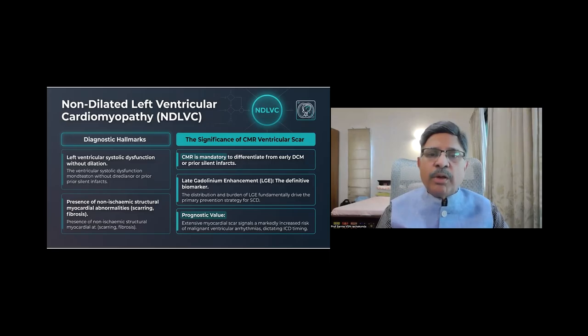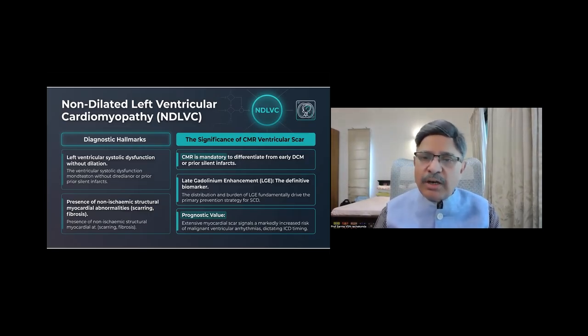What do you have to do? Cardiac MRI. CMR is mandatory because that is the only modality which picks up the NDLVC and the scarring and fibrosis. This is to differentiate early DCM or prior salient infarcts. Late gadolinium enhancement is a definitive biomarker.